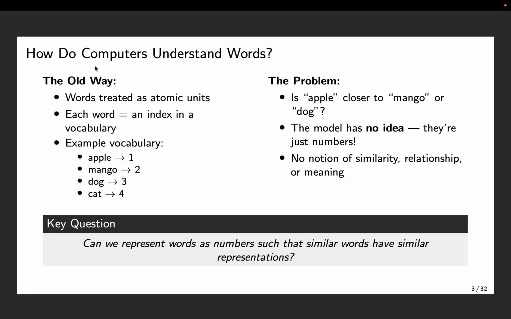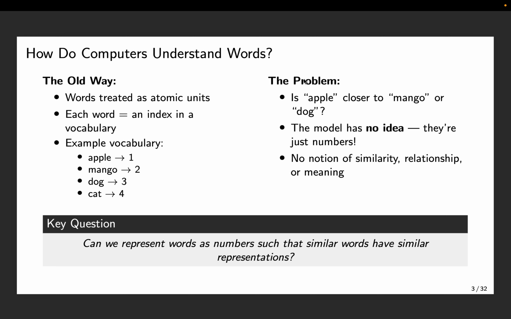So coming to the first part, motivation, where the question we can ask is how does a computer currently understand words? The traditional approach was to treat each word as a completely independent symbol. You assign every word in your vocabulary a unique number, like apple gets index 1, mango gets index 2, dog gets 3, cat gets 4, and so on.